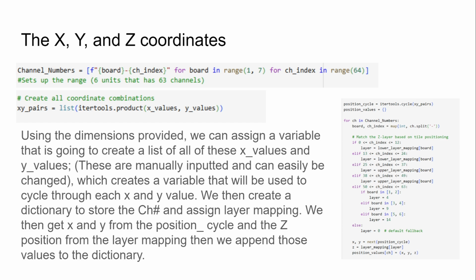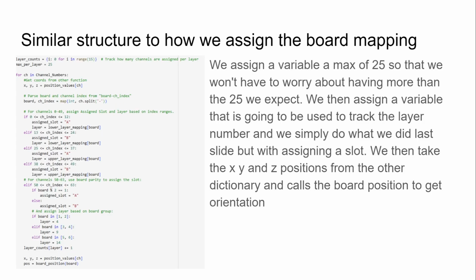We then get XY equal to next position cycle, and then Z layer mapping layer, which gives us our X, Y, and Z positions, which we then save to our dictionary. And so we use a very similar structure to how we assign board mapping.